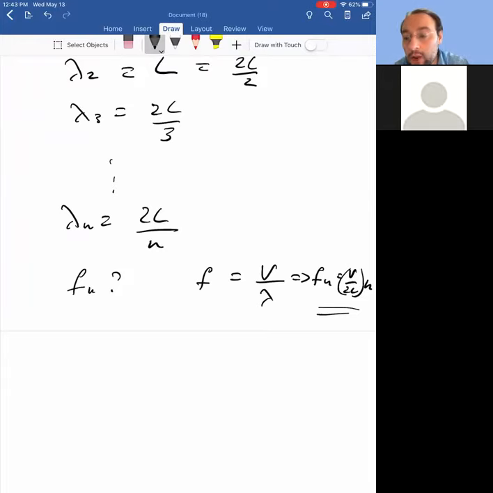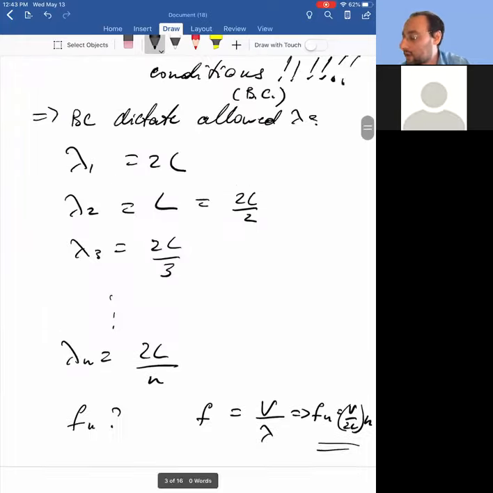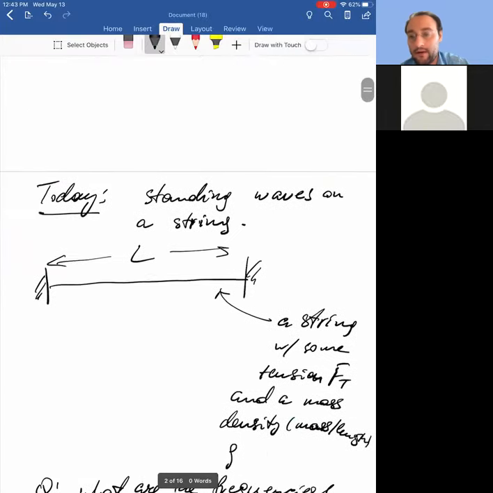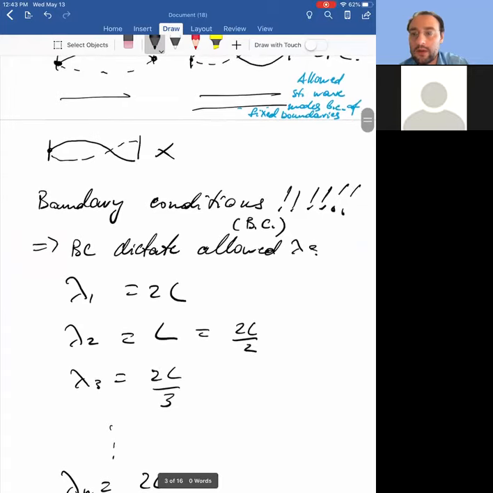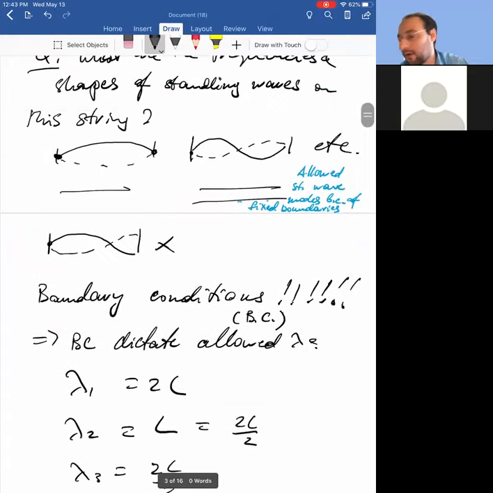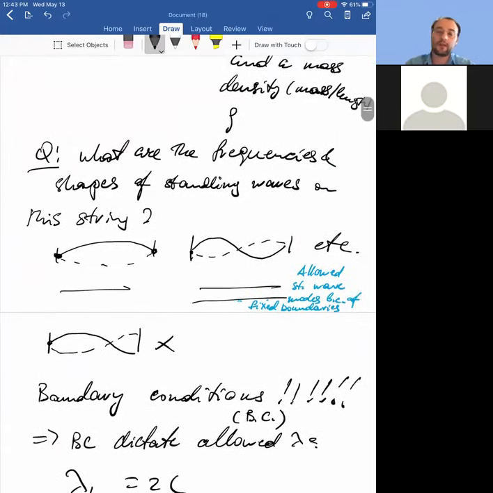I have two questions for you. First is, how do you get the string to oscillate in this pattern? Pause the video, think about it. How do you actually get the string to oscillate in this pattern? Because if I pluck the string, it will not oscillate in this pattern. You can pluck the string, you can shoot a video, you will see it will be some complicated mess. And the answer is, there are two ways to do that.